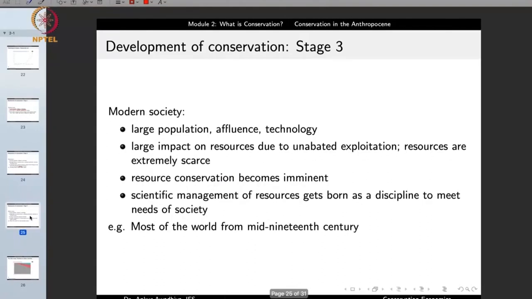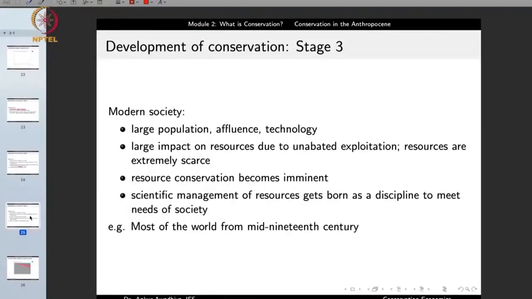But then we moved into the third stage, which is the modern society. Now, in the modern society, the population is large, because it has been increasing with time. The affluence is large, the technology is large. But then all the areas that could have been brought into the fold of the empire have already been brought into the fold of the empire.